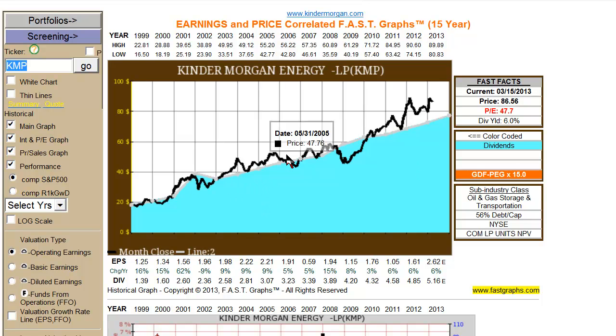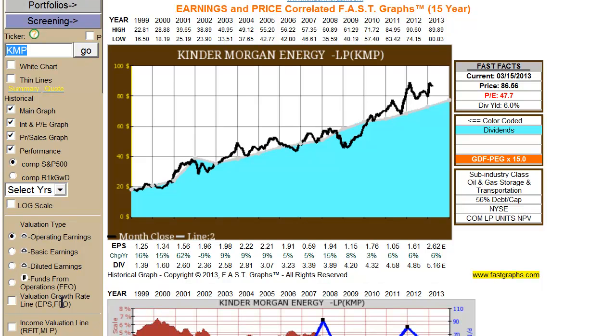So this is a simple iteration, because since MLPs, very similar to REITs, are primarily valued based on their distributions more than their profitability, it makes more sense to look at income only. So we added a couple of things. First of all, we added the funds from operations that I mentioned to you earlier. So I'm going to check that box now. But then we added a pink line, which is the income valuation line.